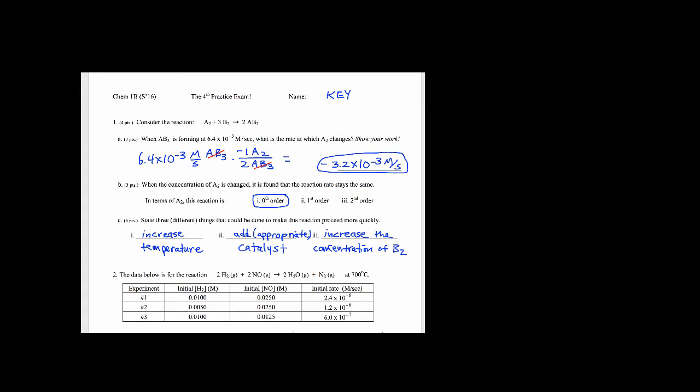Now next we can look at question number 2. We have a reaction and some initial rates data for this reaction. 3 different trials changing the concentrations of the reactants and seeing the effect on the rate. And to start, we know that the rate law for this reaction is going to be that the rate equals some rate constant K.